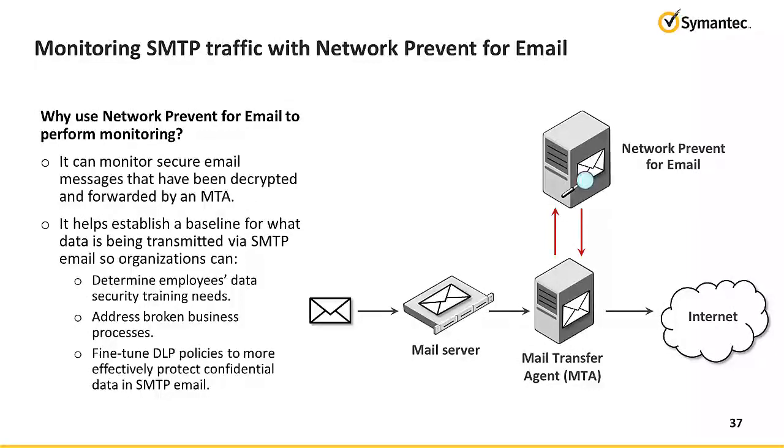The main purpose of Network Prevent for Email is to stop confidential information from leaving an organization's network via email. Network Prevent for Email can block emails outright or modify emails to trigger downstream processing, such as quarantine or enforced encryption. However, Network Prevent for Email can also be used to only monitor email traffic without enforcing policies. This approach enables organizations to establish a baseline for what data is being transmitted via email.